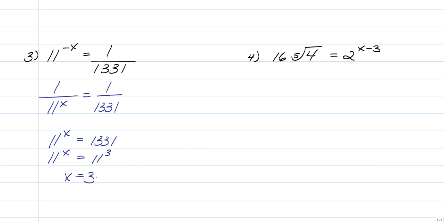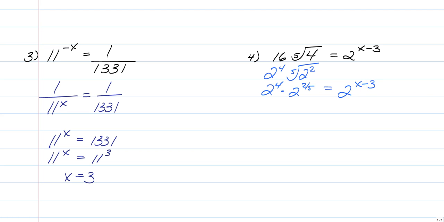Okay? And finally, the last equation here, we're going to have to get rid of a 5th root. But there's a couple of different ways we can look at this. So we have a base of 16, which we could write as 2 to the 4th power. And of course, the fifth root of 4 could be written as the fifth root of 2 squared. So this can actually be 2 to the 4th times 2 to the 2/5 power. And now that's equal to 2 to the x minus 3.